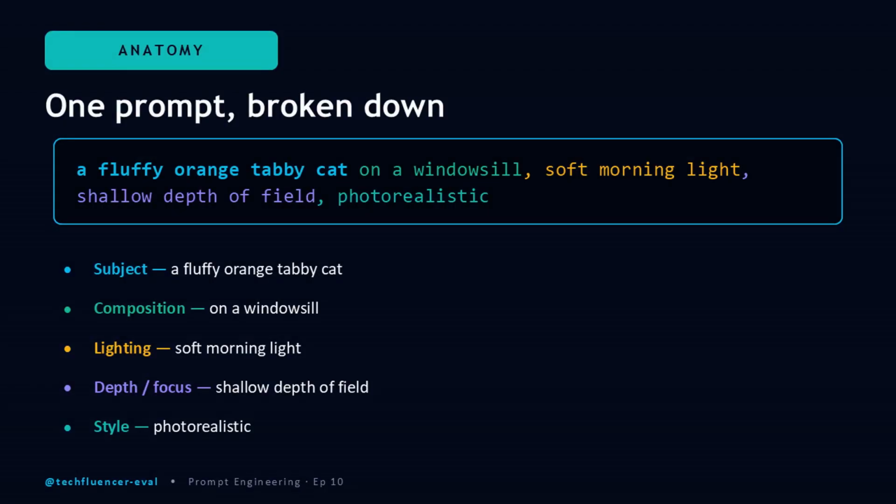Let me show you that in one real prompt. A fluffy orange tabby cat, that is the subject. On a windowsill, that is the composition. Soft morning light, that is the lighting. Shallow depth of field, that gives you the blurry background. And photorealistic, that is the style. 5 little phrases, and suddenly the model has almost nothing left to guess. That is all a great prompt really is.